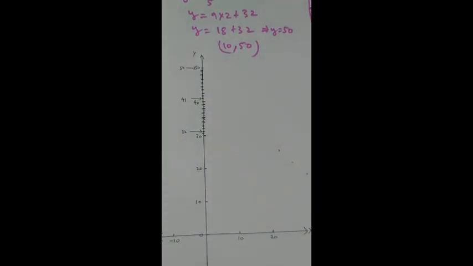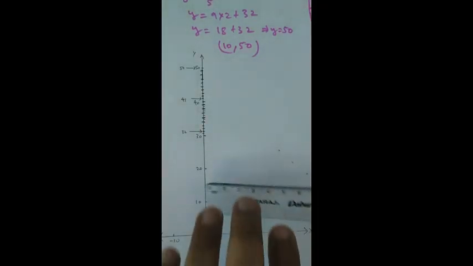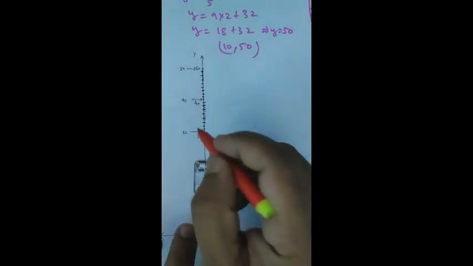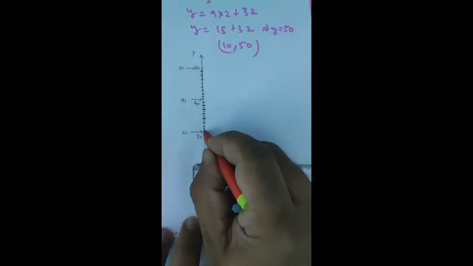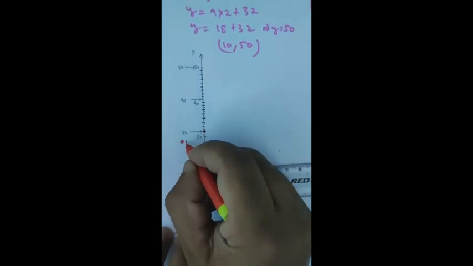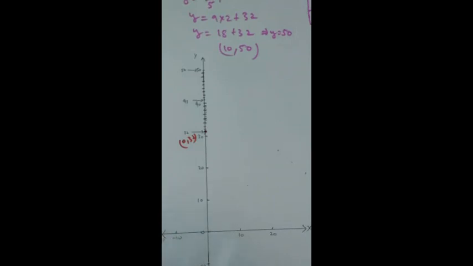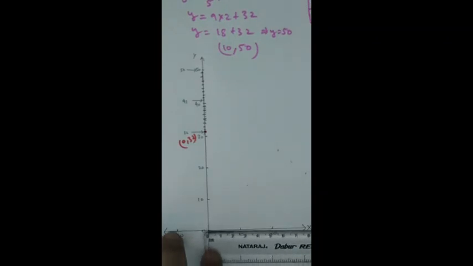So here the first point is for x equals 0, y equals 32. So this is 30 and 31, 32. This is the point 32, and x equals 0, y equals 32. So this point will be this one. Okay, 0, 32 will be this point. Second point is 5, 41. So 5, if this is 10, so we can take this.